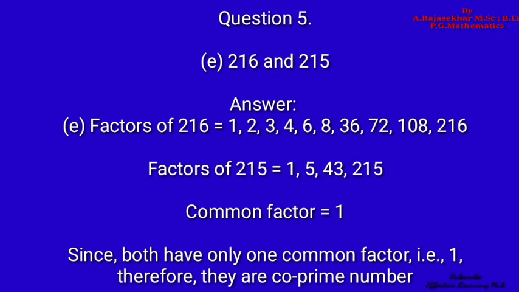Factors of 216 are 1, 2, 3, 4, 6, 8, 36, 72, 108, 216. Next, factors of 215 are 1, 5, 43 and 215. So the common factor is 1. Since both have only one common factor, that is 1, therefore they are co-prime numbers.